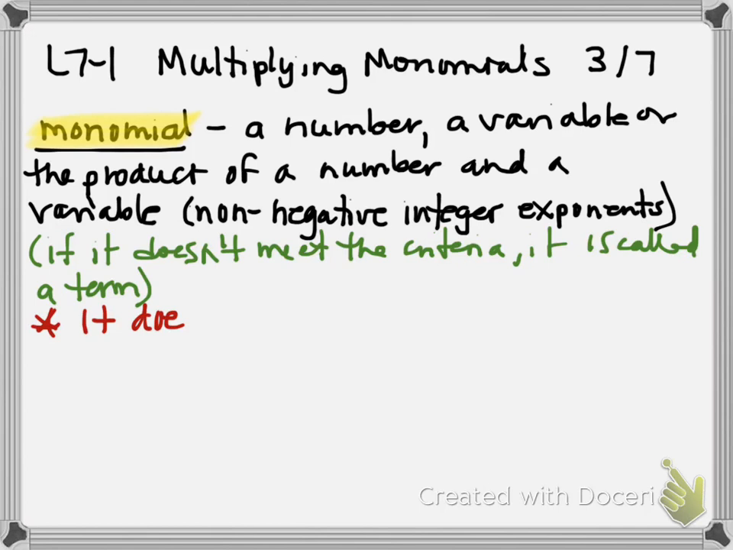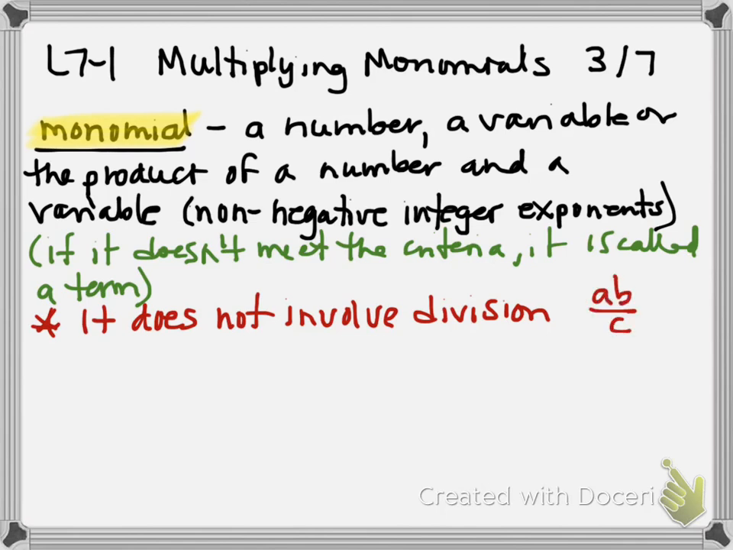It does not involve division. So, for example, AB divided by C is not going to be a monomial, okay, because it involves dividing by C. Oh, I should say it does not involve division by a variable. Sorry, let me add that. If you have a coefficient that has a fraction in the denominator, and it's a 2, that's okay, but it's when it's a variable in the denominator, not allowed.